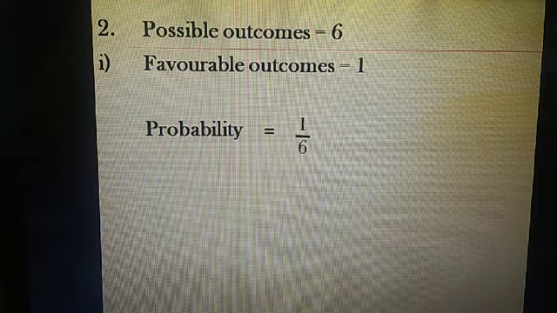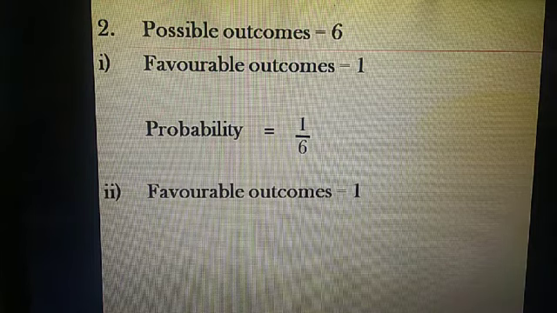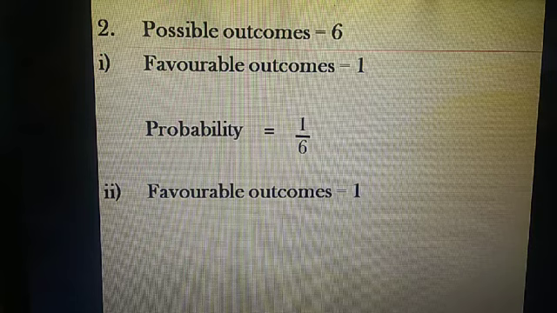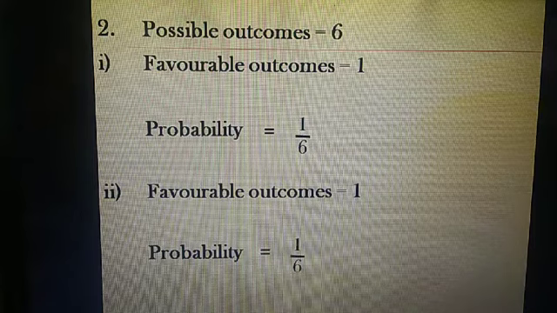Now the next one is, what is the probability of drawing a marble with number 5? Again, the possible outcome is 6, but here the favorable is 1. Why 1? Because only one marble has a marking of 5. So probability is again 1 upon 6.